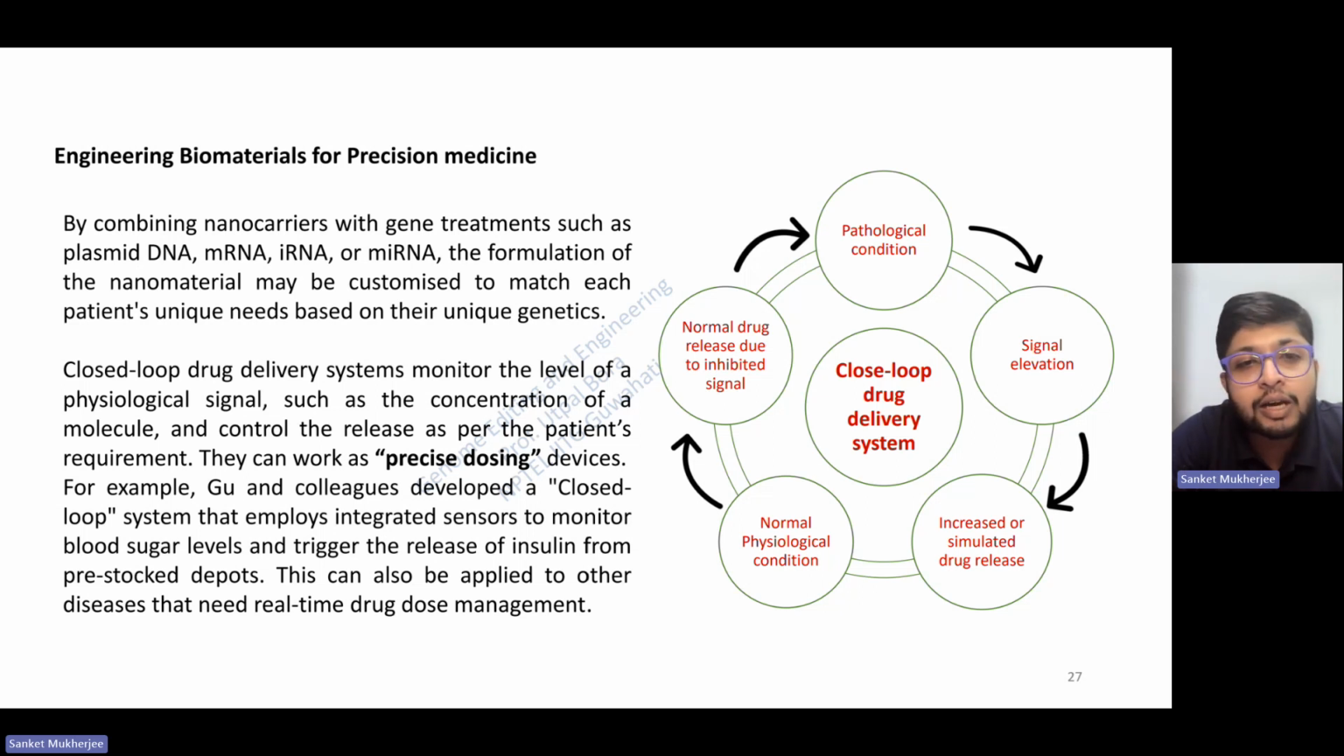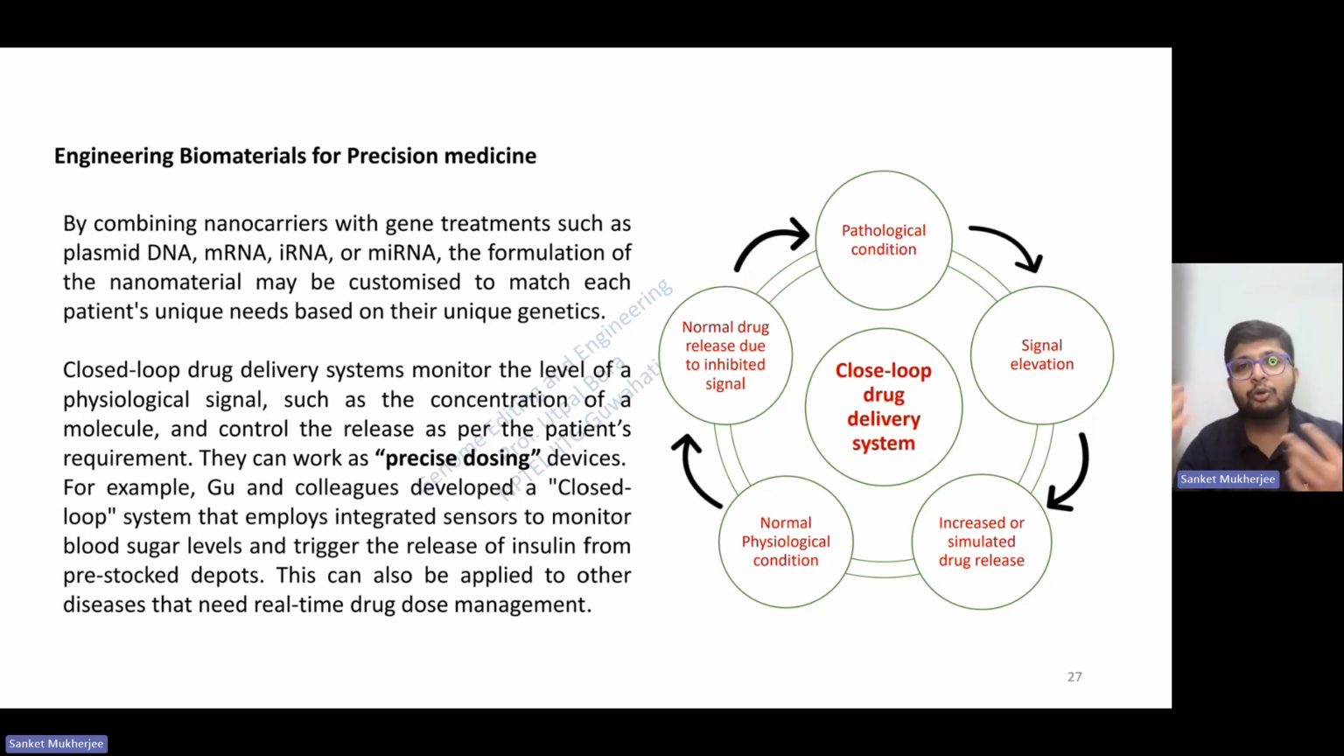For example, Gu and colleagues developed a closed loop system that employs integrated sensors to monitor blood sugar levels and trigger the release of insulin from pre-stocked depots. This can also be applied to other diseases that need real-time drug dose management.